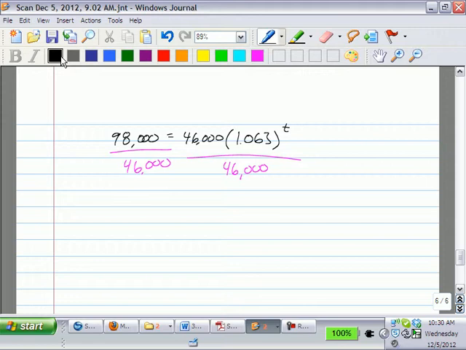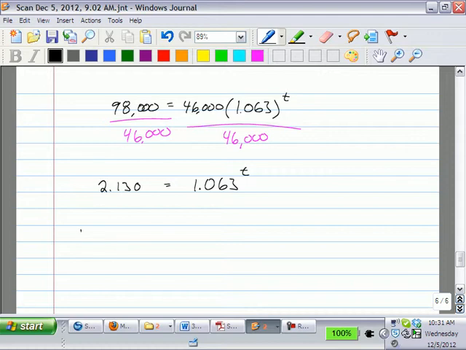So 98,000 over 46,000 is how much? 2.13? Okay, 2.130. Okay. So we've cleaned this up a little. Both sides are going to be put into base 10. Anybody know the exponent to put on 10 to get 2.130?